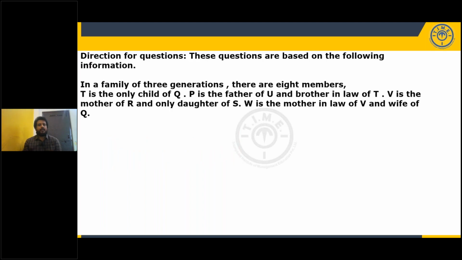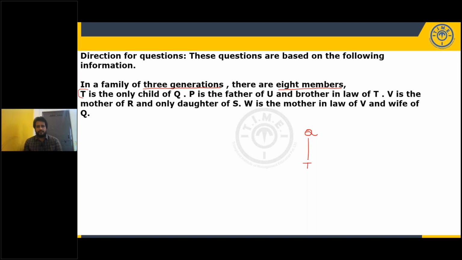Next, blood relations question. In a family of 3 generations, so in a family there are a total of 3 generations and 8 members. Here is the information. T is the only child of Q. So with this statement, you can say that T is in the lower generation and Q will be in the upper generation, but we don't have the information to decide the gender of Q or T so far.